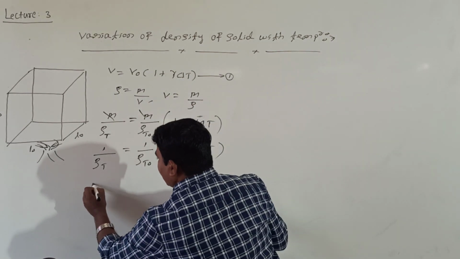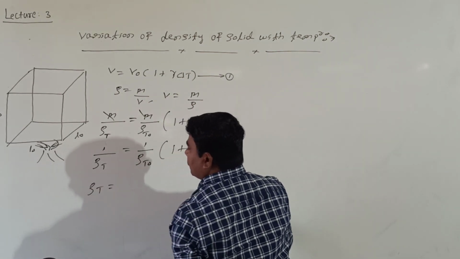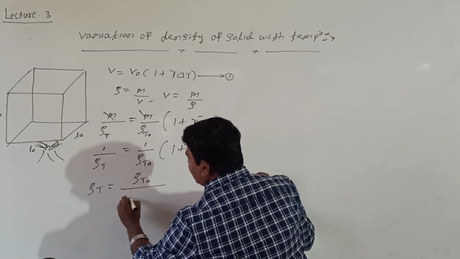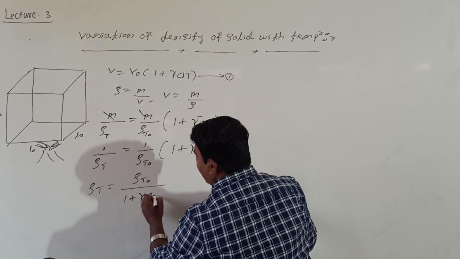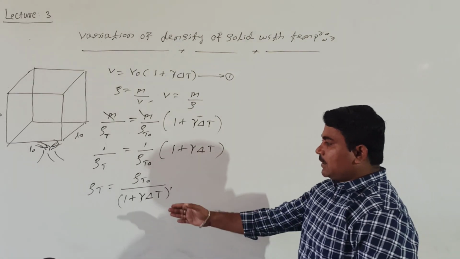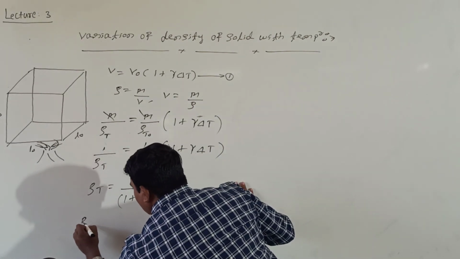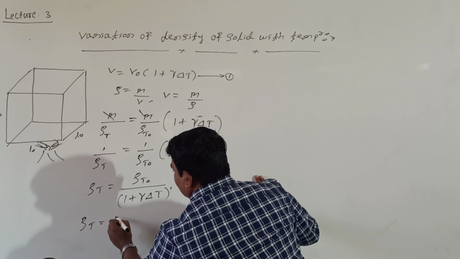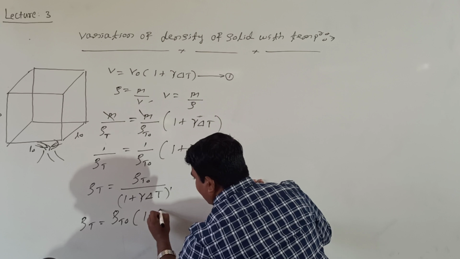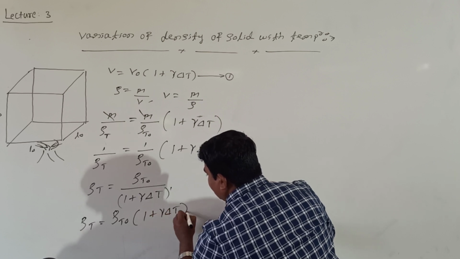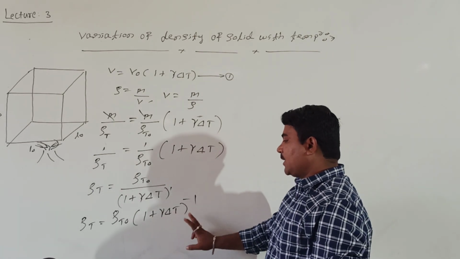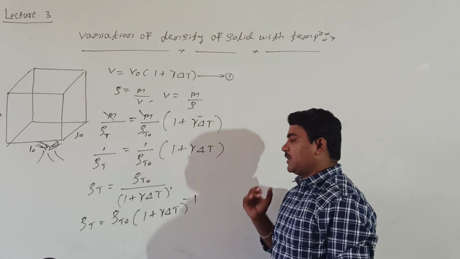Reverse of this: density at temperature T is equal to density at temperature T naught divided by 1 plus gamma into delta T raised to 1. Shall I solve this? Density at temperature T naught goes upside. Then 1 plus gamma into delta T raised to minus 1, if it goes upside, minus 1.